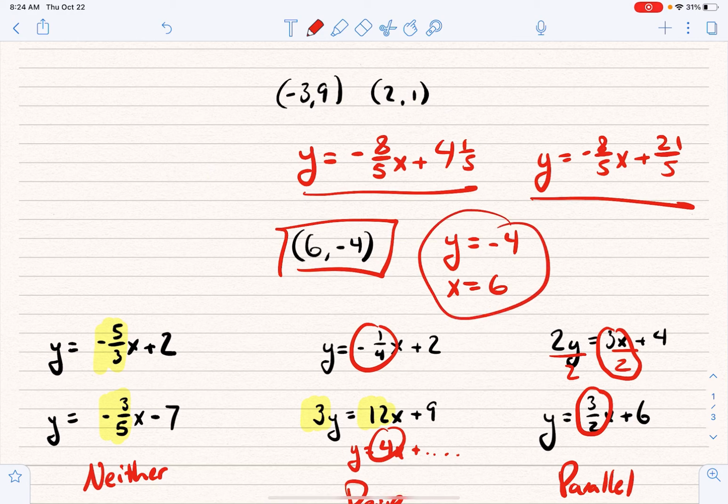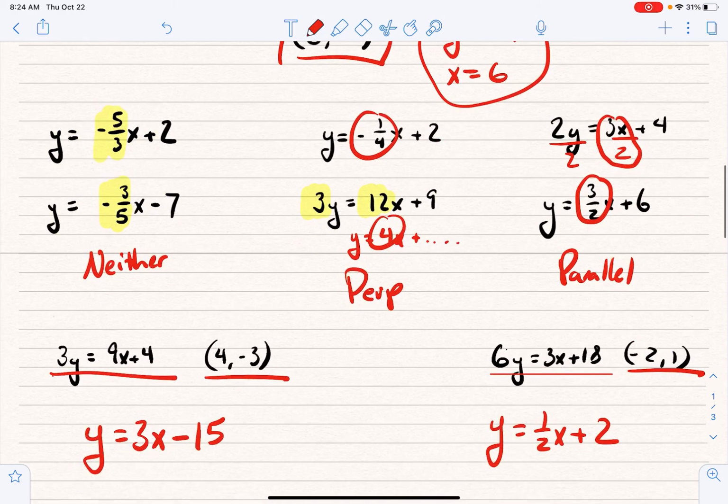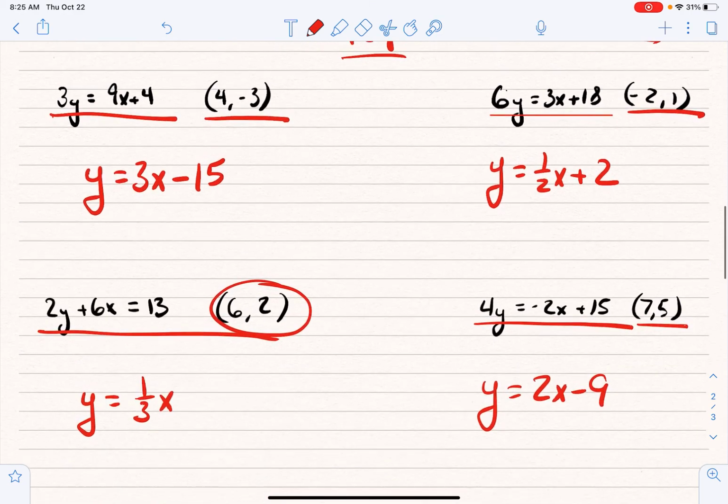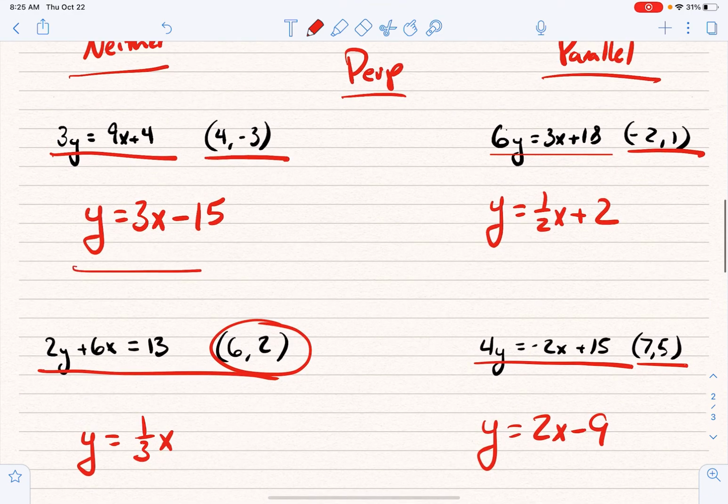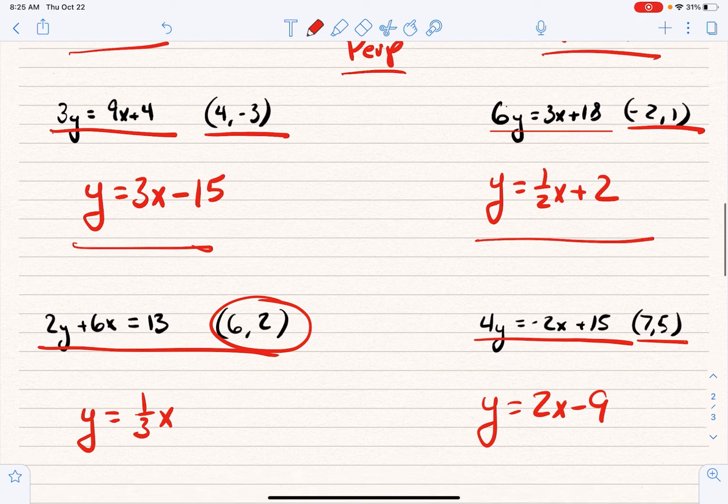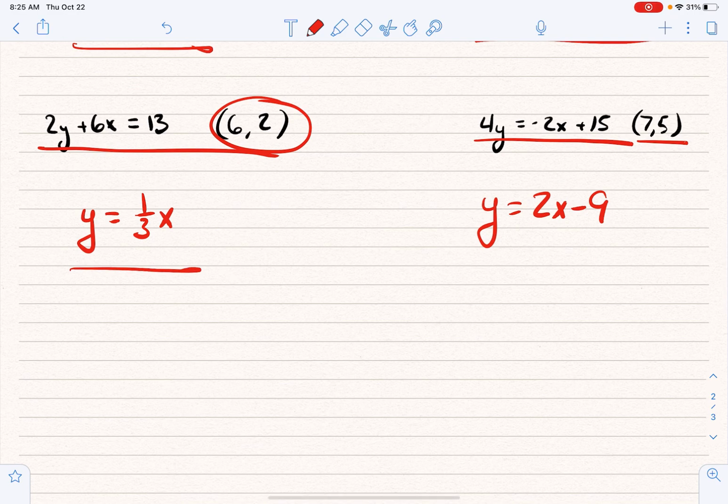Your horizontal and vertical lines. For the 3 pairs, you have neither, perpendicular, and then parallel. And then for the parallel lines, you got y equals 3x minus 15 and y equals 1/2 x plus 2. For the perpendicular lines, y equals 1/3 x and y equals 2x minus 9.